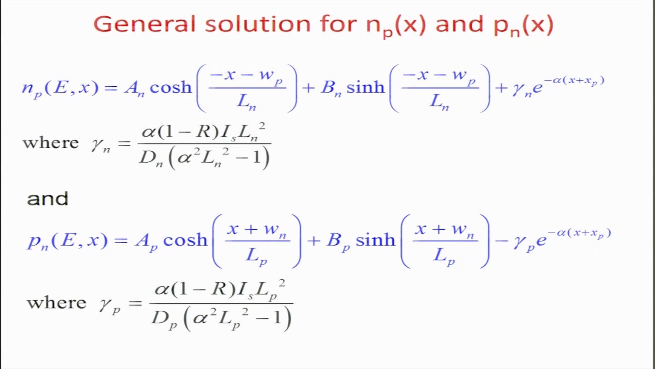So you assume that you have a junction like this. So this is the P, this is the N, and the radiation comes like this.